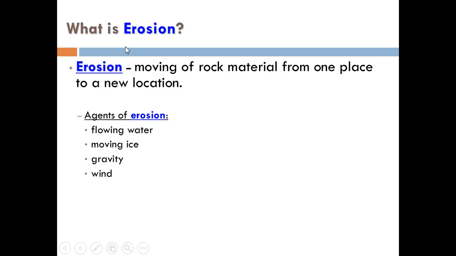What is erosion? Erosion is a process in which weathered particles are picked up and moved from one place to another. So they are transferring or moving the rock material from one place to a new location. Different agents of erosion are as follows. You have flowing water, moving ice, gravity, and wind.